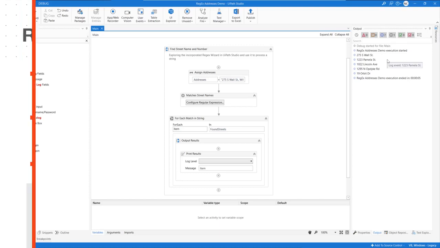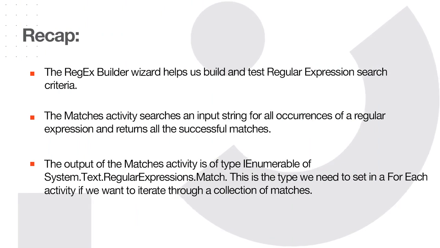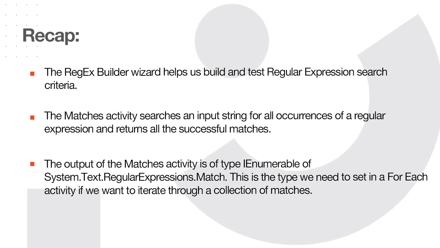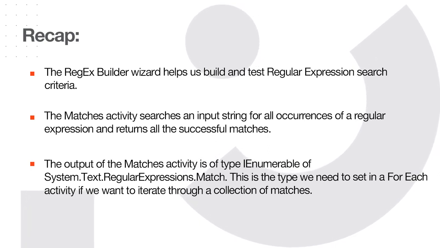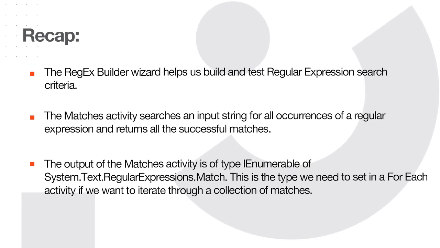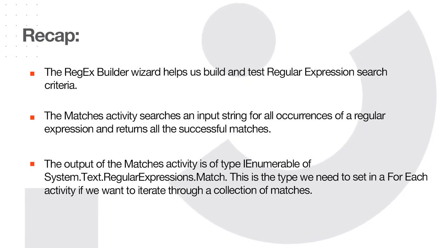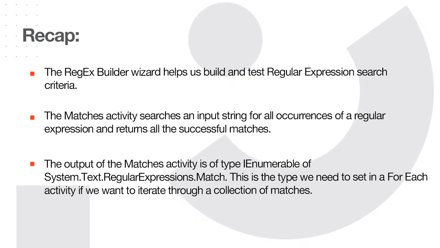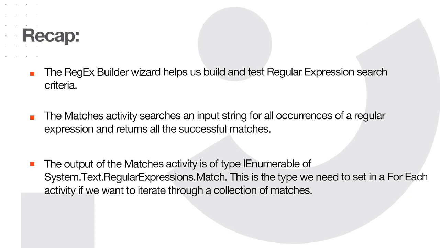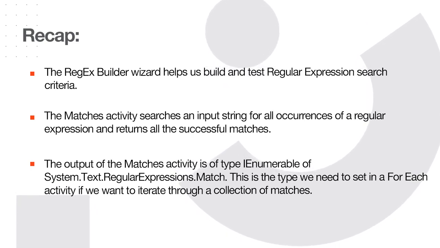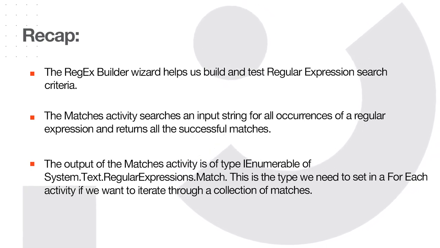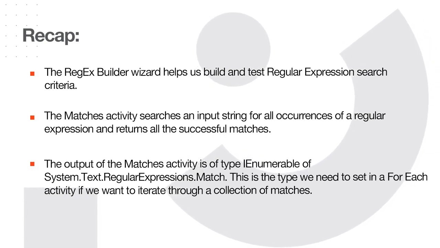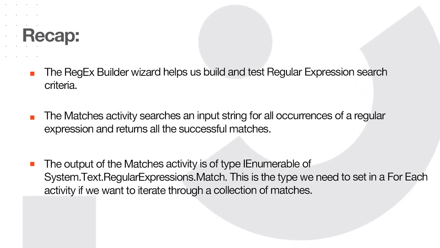Before we end the video, let's recap what we've learned. Regular expressions provide a powerful method for processing text by matching patterns. The RegEx Builder wizard helps us build and test regular expression search criteria. The matches activity searches an input string for all occurrences of a regular expression and returns all of the successful matches. The output of the matches activity is of type enumerable of system.text.regularExpressions.match. This is the type we need to set in a for each activity if we want to iterate through a collection of matches.